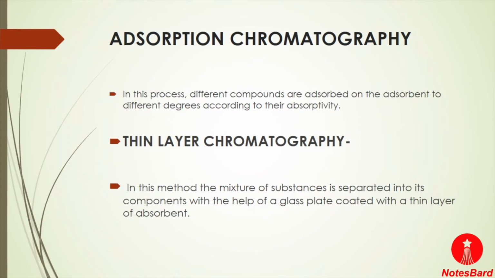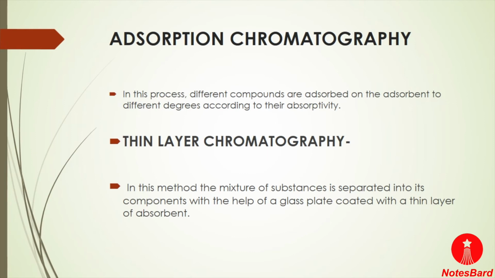The first type is adsorption chromatography, and it is the process where different compounds are adsorbed on the adsorbent to different degrees according to their adsorptivity. As we have discussed, there can be different types of components or pigments present in the mixture or the sample. Now the degree of adsorbability of different components can be different, and on the basis of these different degrees of adsorbability they are separated into different pigments. This is the common method used in industries for chromatography.